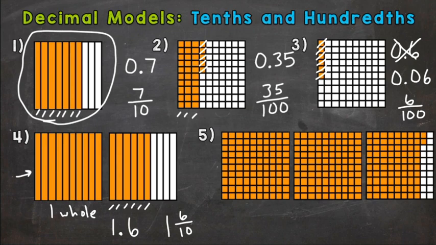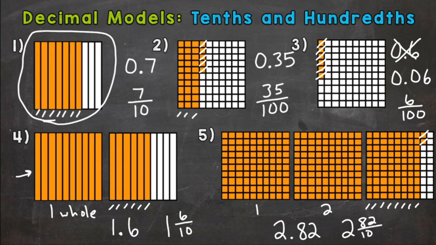On to number 5 here, where we have 2 full squares filled in. So this is 1 whole and then 2 wholes. Now as far as the decimal or fractional square here, we can start by counting by tens, because each of those columns represents 10 hundredths. So 10, 20, 30, 40, 50, 60, 70, 80, 81, 82. So we have 2 and 82 hundredths. So 2 and 82 hundredths, or fractional form, 2 and 82 hundredths.